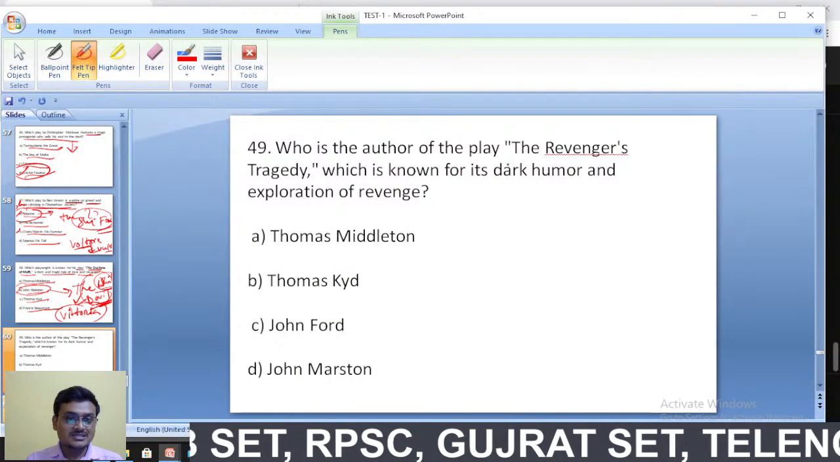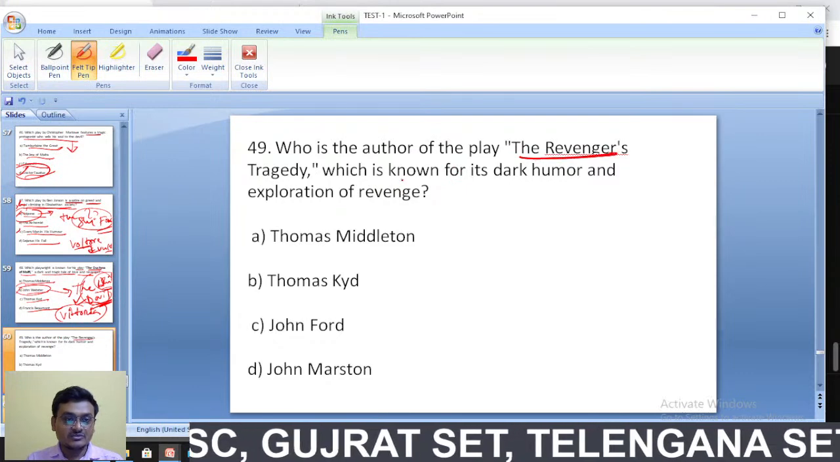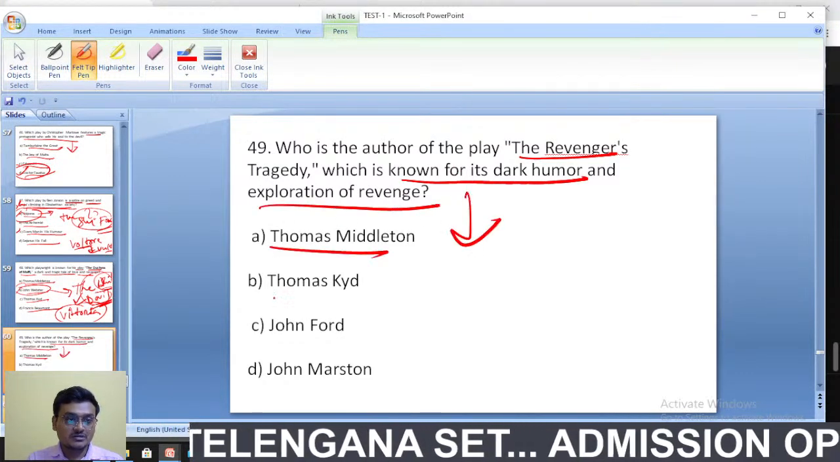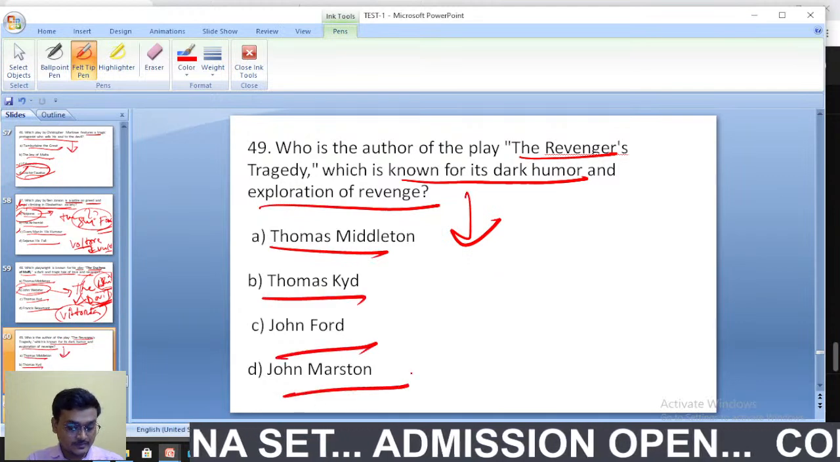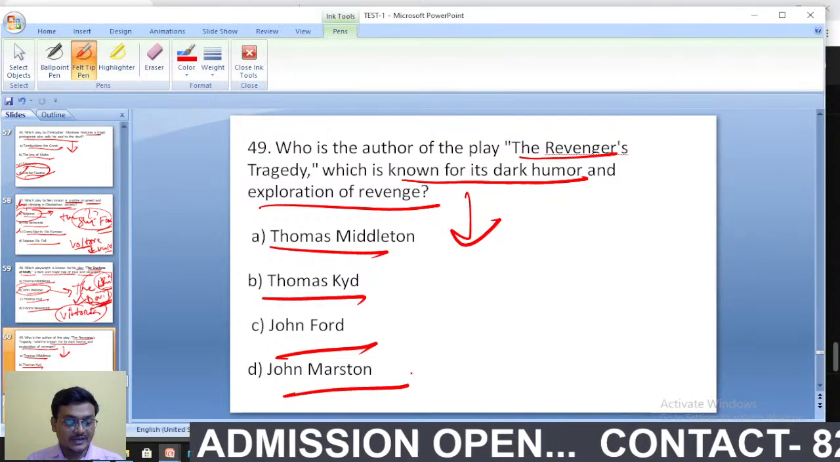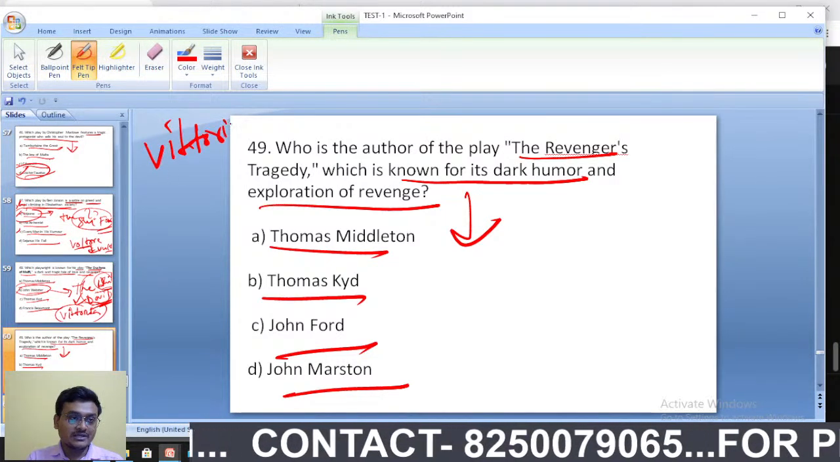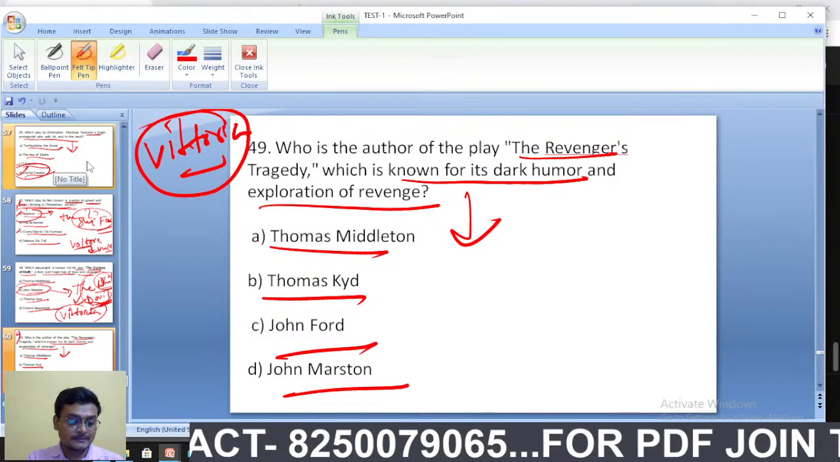Vittoria is the titular White Devil. Who is the author of the play The Revenge Tragedy, which is known for its dark humor and exploration of revenge? Revenge Tragedy. So who was the White Devil? Vittoria. Vittoria is the White Devil by John Webster.